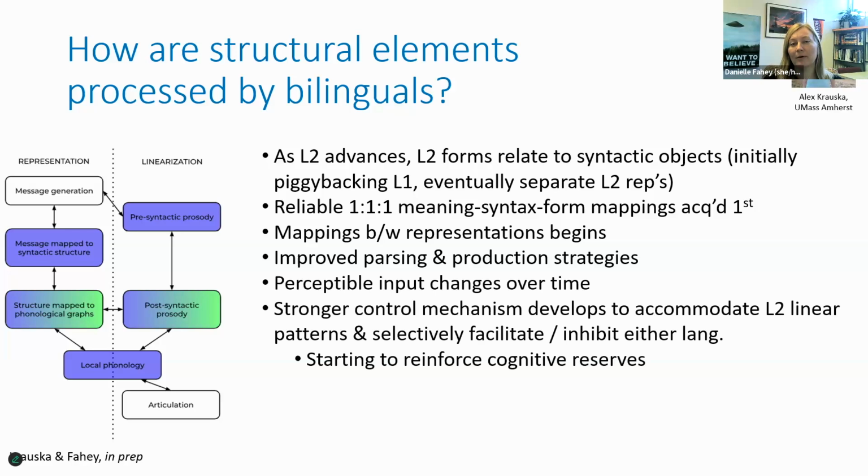Putting all of that together again, we might then expect, and matching what we see in the data, that folks with stronger proficiency have stronger control mechanisms to accommodate their second language linearization patterns, as well as selectively facilitate or inhibit either language, right? So this is an English only context. I am inhibiting my Spanish. I'm doing that really well. If I had to switch to Spanish, I would probably have somewhat okay, but still fairly weak inhibition of my English. But because that ability is strengthening, it's also reinforcing my cognitive reserves. So at this point, folks with this level have reinforced cognitive reserves as well.